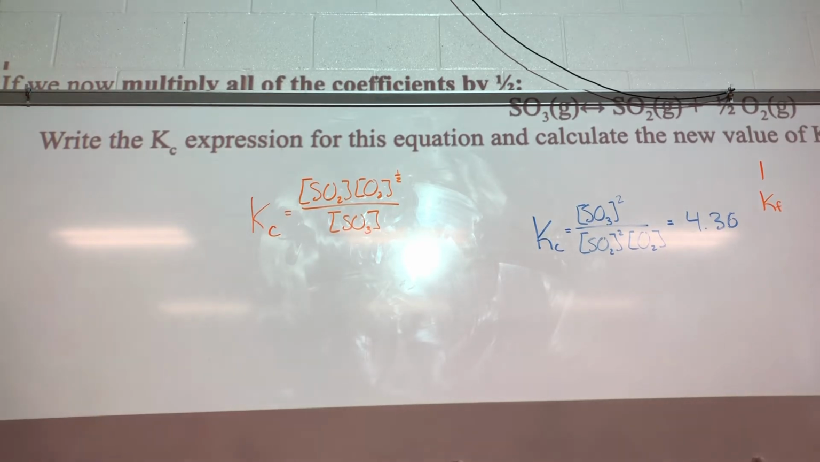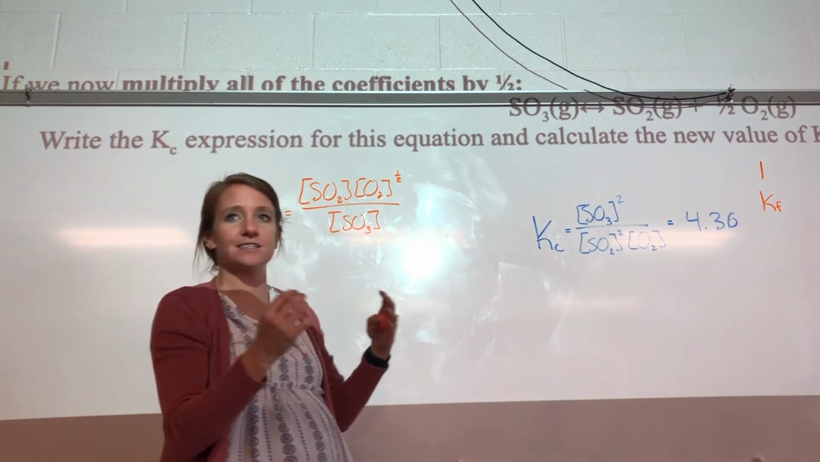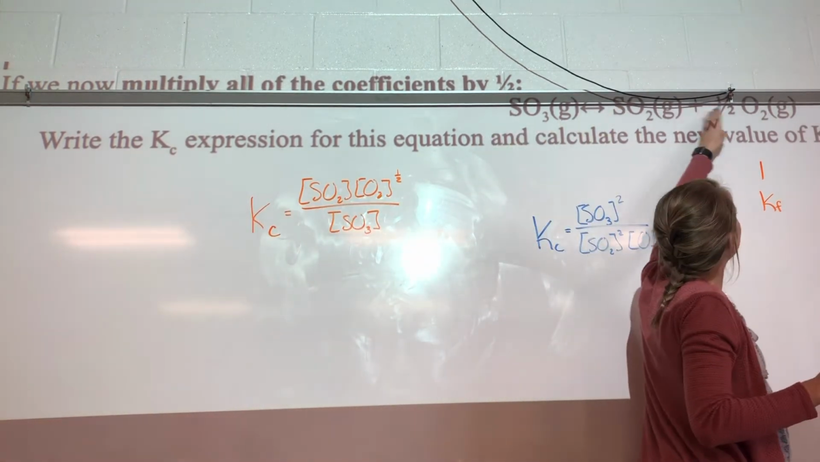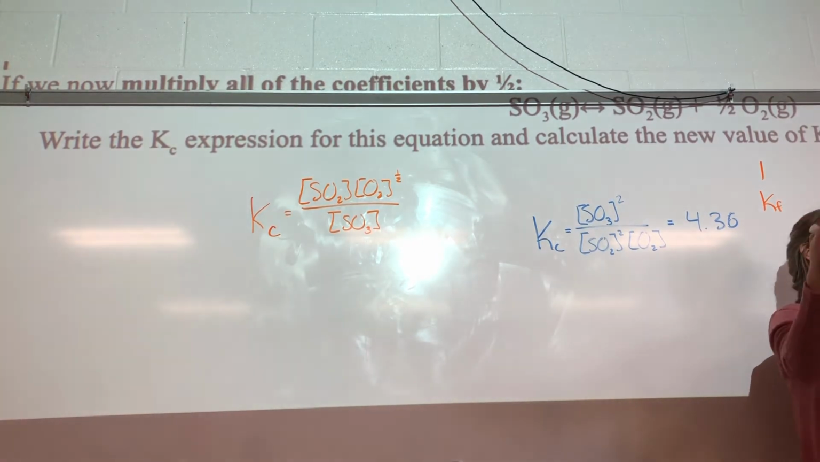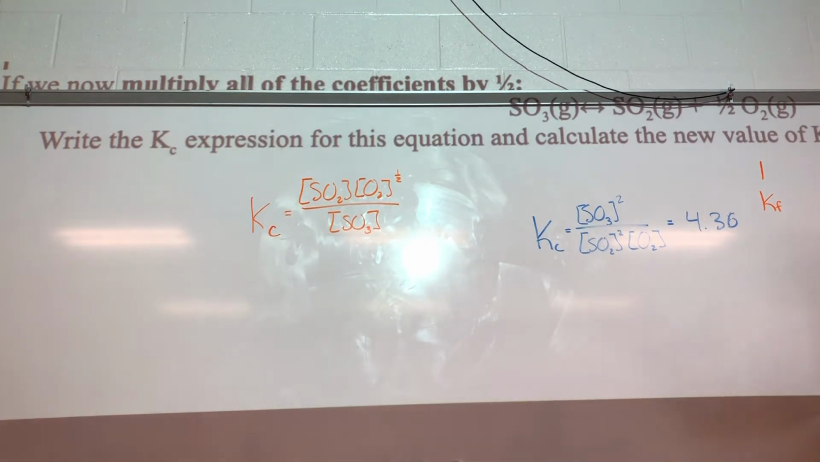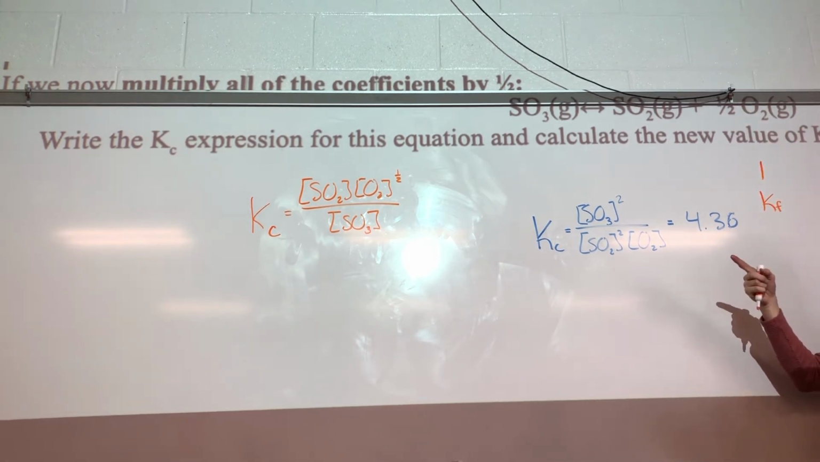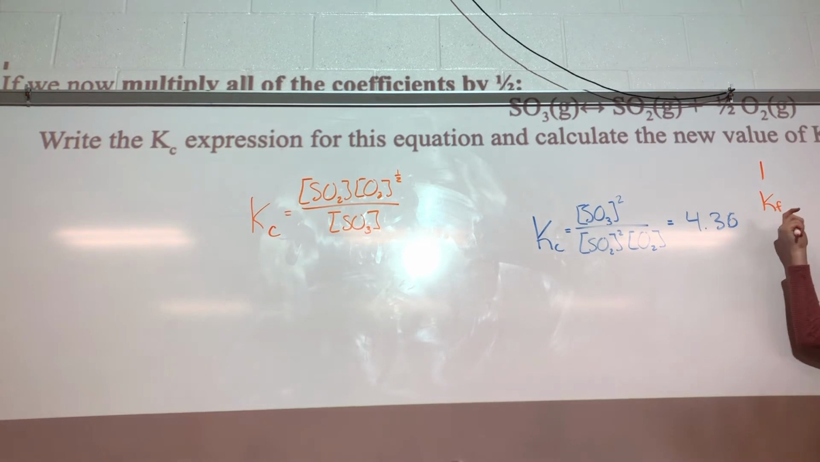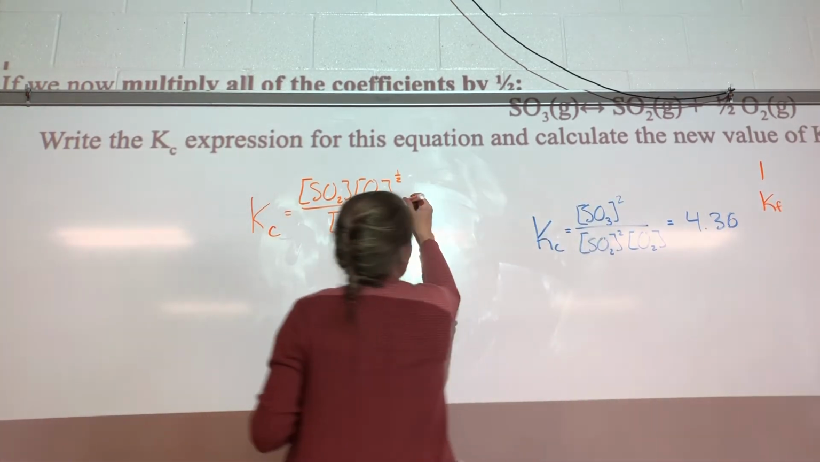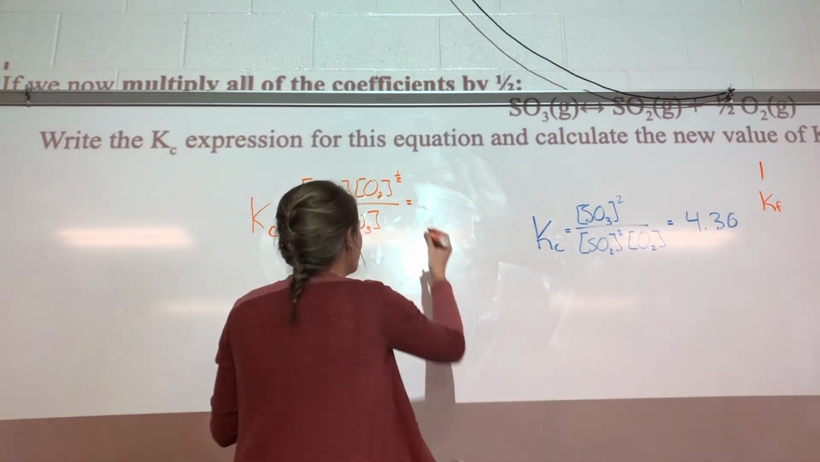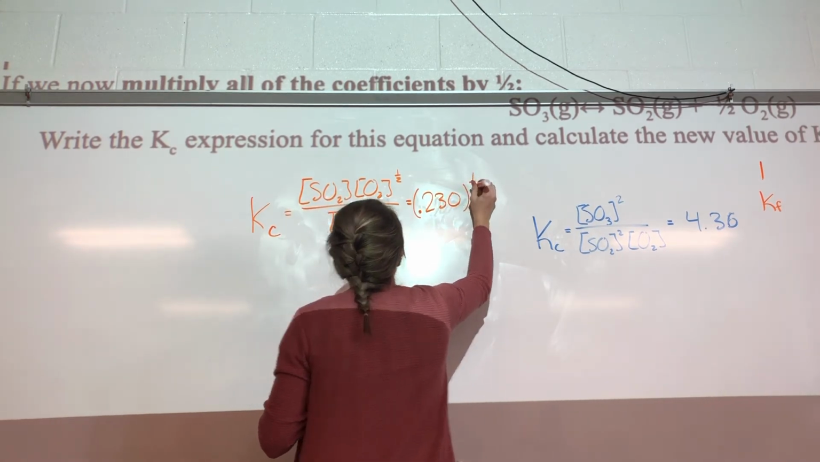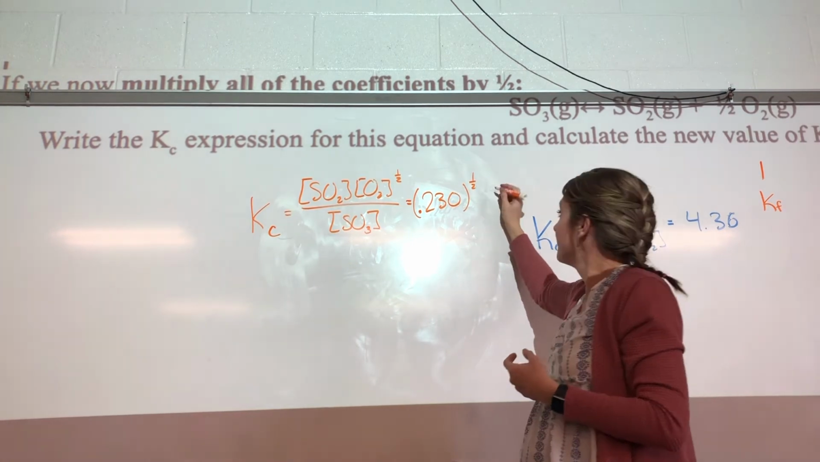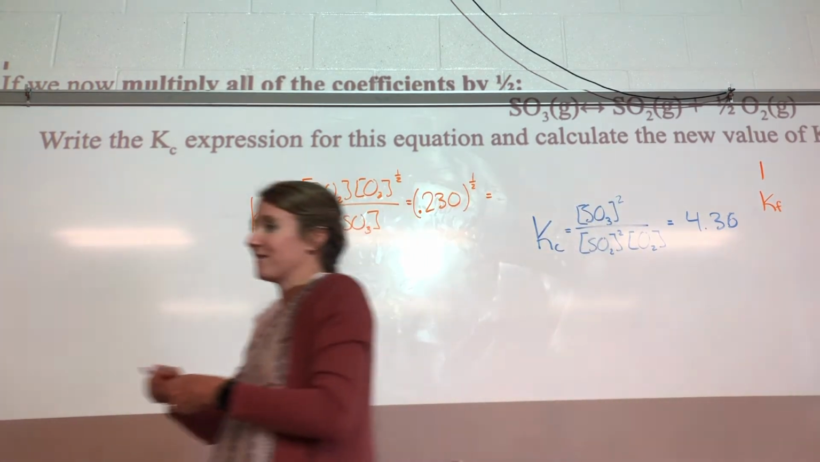So with delta H, what happened with delta H, like with Hess's law? If we multiply all of these by 2, what happened to the delta H? It also got multiplied by 2, right? But in this case, because the coefficients become powers, it just becomes the power of the original one. So this would just equal, what did we have, 0.2230? If I just take that to the 1/2 power, that will give me my new K value.